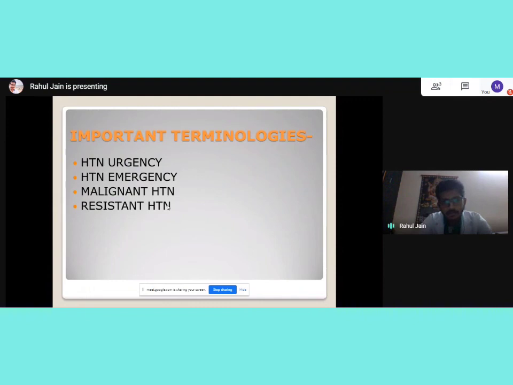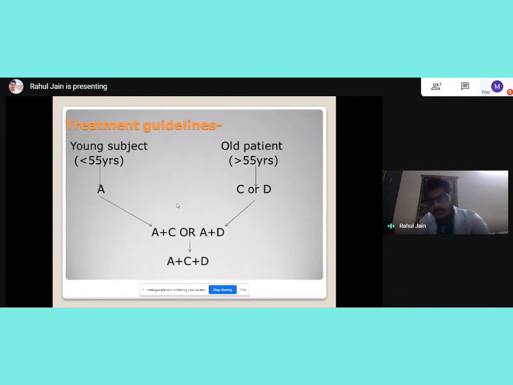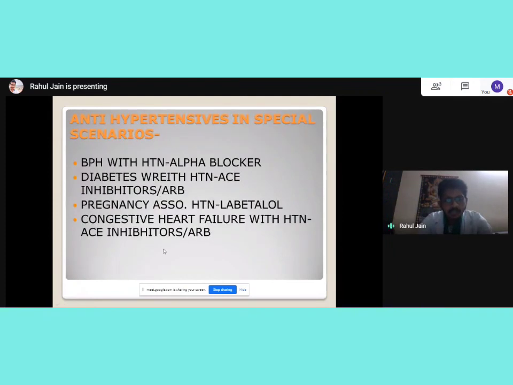When I talk about malignant hypertension, it is again a form of hypertensive emergency, but it has quite progressed, and the patient usually presents with retinopathy, renal failure, and cerebral edema. And resistant hypertension we have already discussed. That is the hypertension which does not come under control even with A plus C plus D. So whenever it doesn't come under control even after A plus C plus D, I call it resistant hypertension.